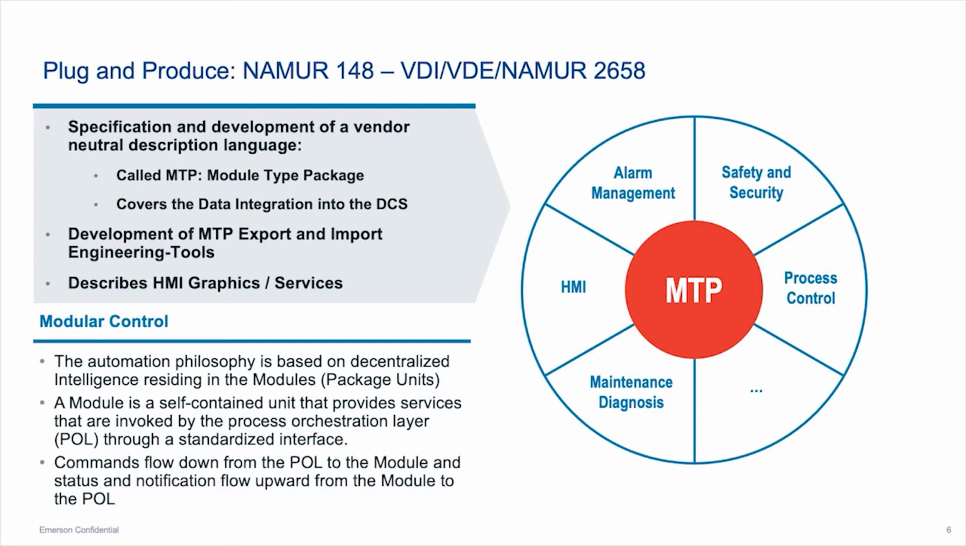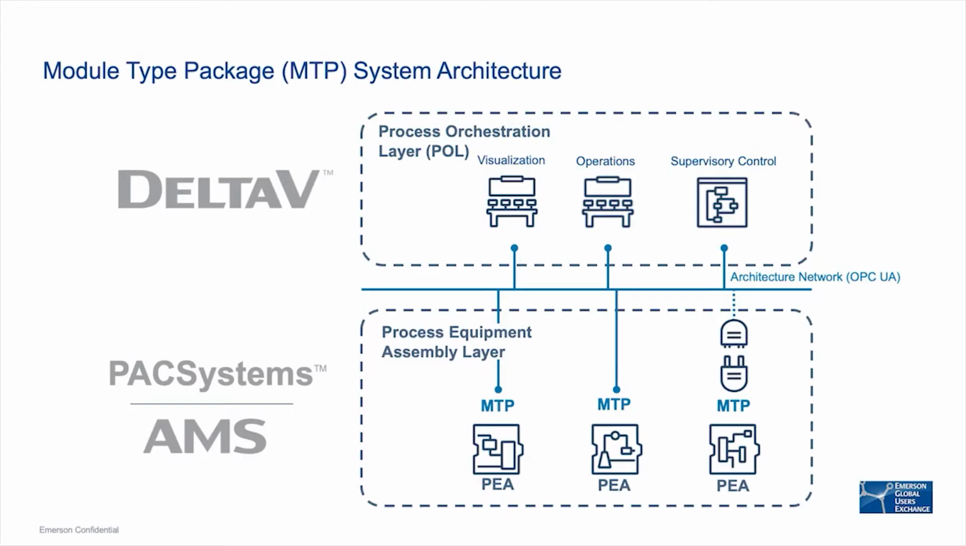The parts of the standard currently available describe such things as the communications interface and I/O, HMI, and even services for invoking various operations on the process equipment, such as starting or stopping a motor or initiating a cleaning cycle. A couple of key terms you will hear a lot when working with MTP integrations are process orchestration layer, or POL, and process equipment assembly layer, or PEA.